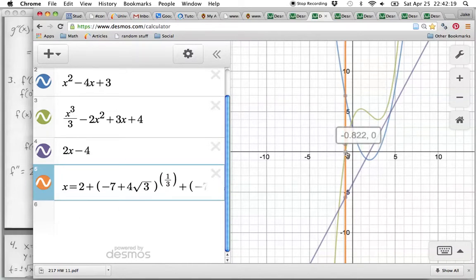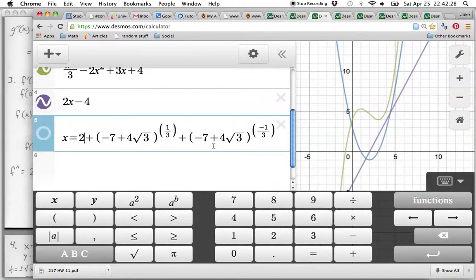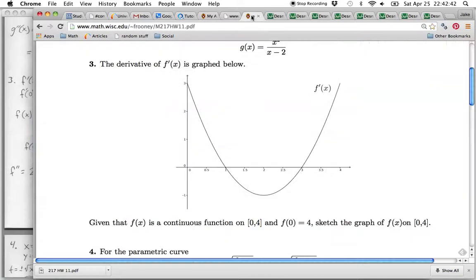It's approximately 0.822, but it's a complicated process to figure out a root of a cubic. The good thing is we don't need that for this particular problem because we're only going from 0 to 4, and we want to sketch that green curve from 0 to 4. Okay, and that should cover number 3.